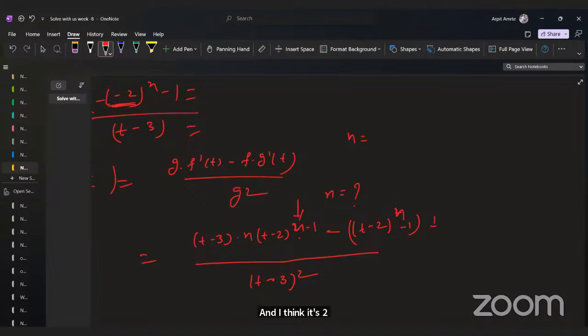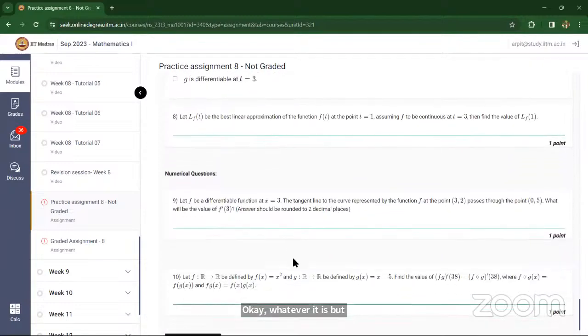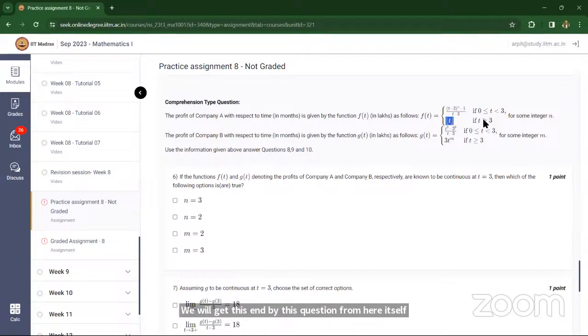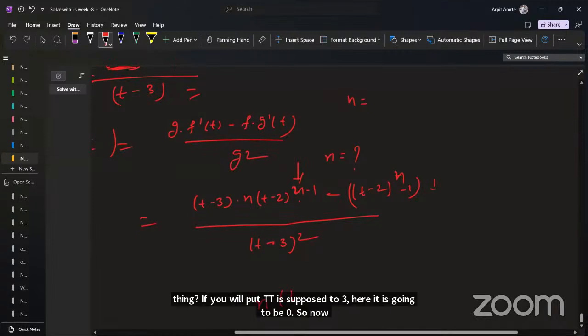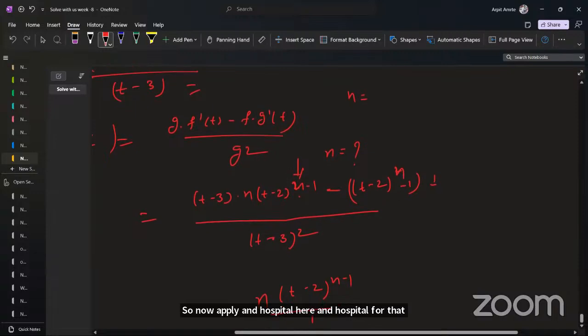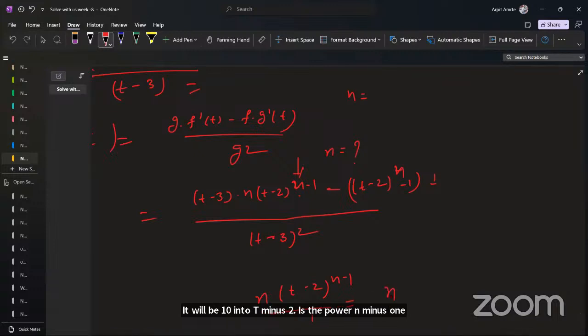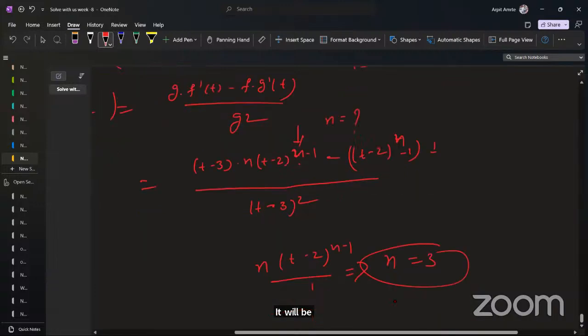Whatever it is, in this question, you will get n from here itself, because this question says the function is continuous at 3. It means that the left hand limit at 3, the value of the floor function, will be 3 only, right? So if you put t equals 3 here, the whole thing is going to be 0 over 0. Now apply L'Hospital: it will be n into (t minus 2) raised to the power n minus 1, times 1. Put t equals 3 here and you will get 1 raised to the power n minus 1, which means n. And here you are getting 3. So n equals 3 will be the answer.